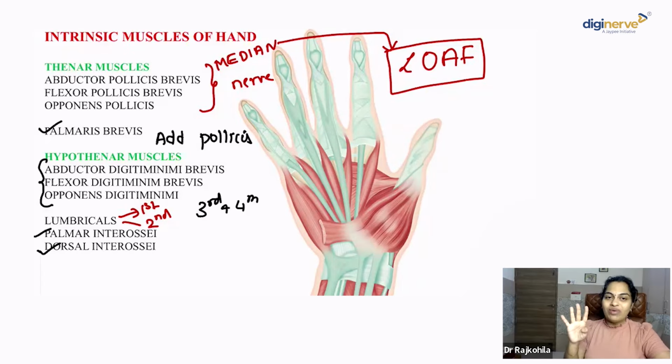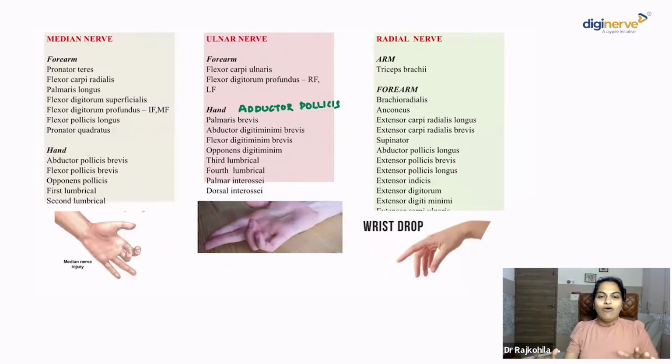And there are four lumbricals. The first and second are innervated by the median nerve. So in median nerve injury, there will be clawing of the index finger and middle finger. Whereas the third and fourth lumbricals are innervated by the ulnar nerve. So ulnar claw hand typically involves the little finger and the ring finger. Is that fine? Okay.